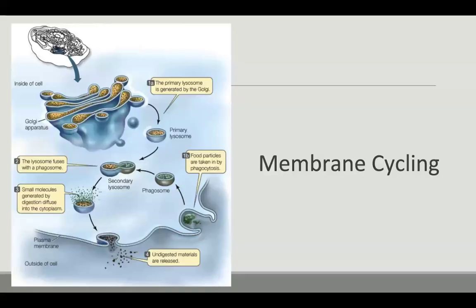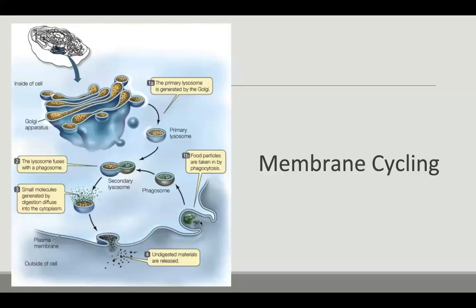So membrane cycling. What is membrane cycling? First you have lysosomes, which originate from the Golgi apparatus. Digestive enzymes are concentrated and packaged into what are known as lysosomes. These lysosomes have digestive enzymes within them, and they're pinched off and become primary lysosomes.